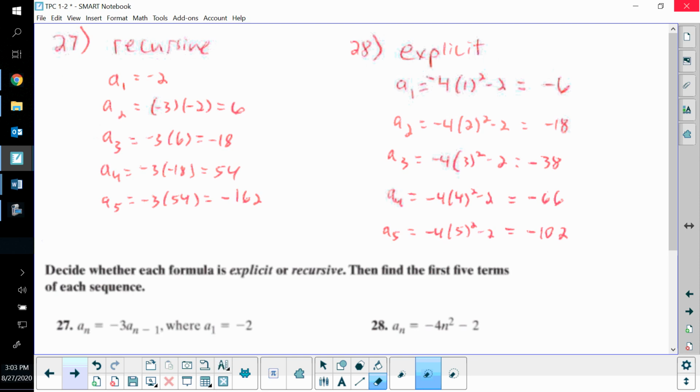27 is recursive because it has an AN minus 1. It says start with negative 2, and our pattern is we're just multiplying by negative 3 each time. So we get the negative 2, 6, negative 18, 54, and negative 162, because we're multiplying by negative 3. And then 28 is explicit, because it does not have the a sub n minus 1. So for our first term, just fill in 1 for n. So negative 4 times 1 squared minus 2, put it in the calculator, get negative 6. And you get your other 4 there, negative 18, negative 38, negative 66, and negative 102.